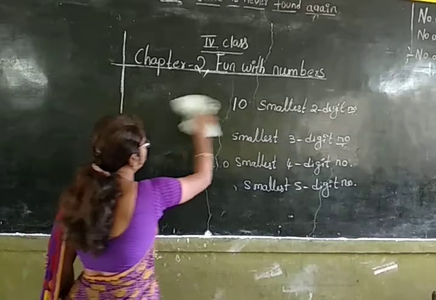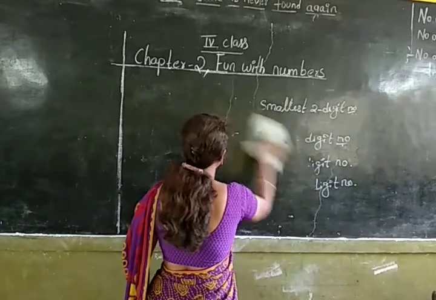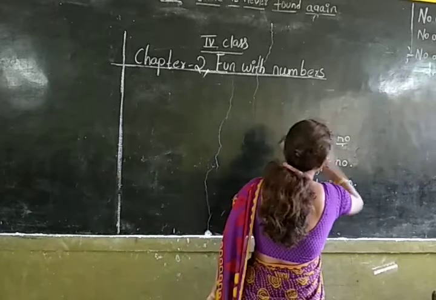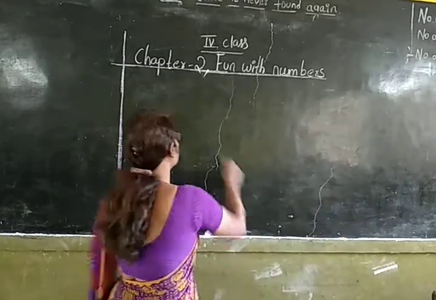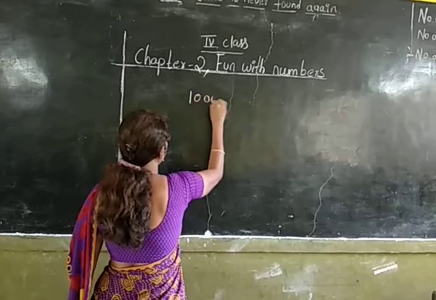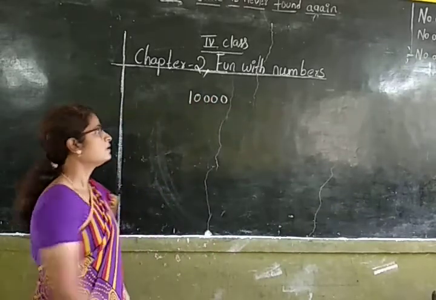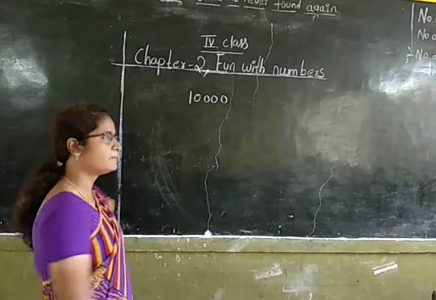Now let us arrange this 10,000 in the place value chart. 10,000 is the smallest 5 digit number.